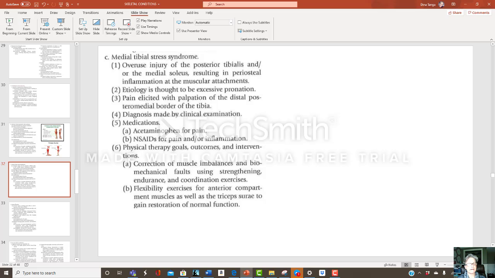Medications: acetaminophen for pain, NSAIDs for pain and/or inflammation. Physical therapy goals, outcomes, and interventions: correction of muscle imbalances and biomechanical faults using strengthening, endurance, and coordination exercises. Flexibility exercises for anterior compartment muscles, as well as triceps surae, to regain restoration of normal function.